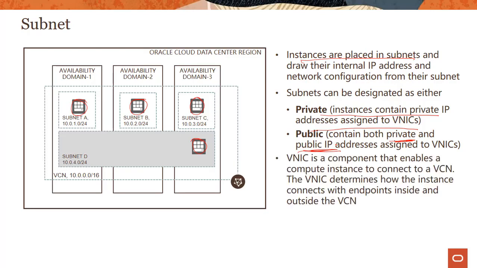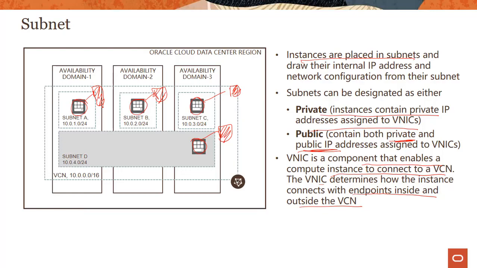And there is this concept we are talking about, virtual network interface cards, VNICs. A VNIC is a component that enables a compute instance to connect to a VCN. The VNIC determines how the instance connects with endpoints inside and outside the VCN, specifically whether the VNIC has only a private IP address or also has a public and a private IP address. So literally these instances here have a network card, and this network card is really important because it determines how the instances communicate both within the subnet, within the VCN, and outside the VCN as well.